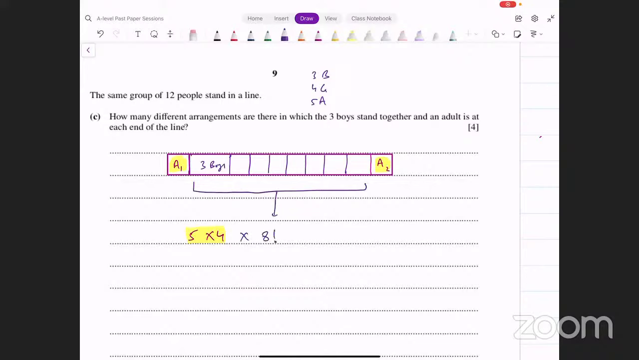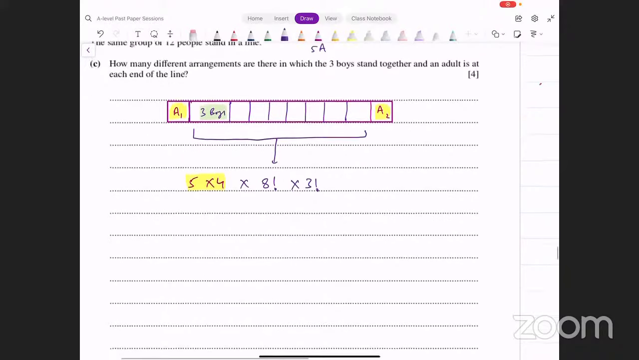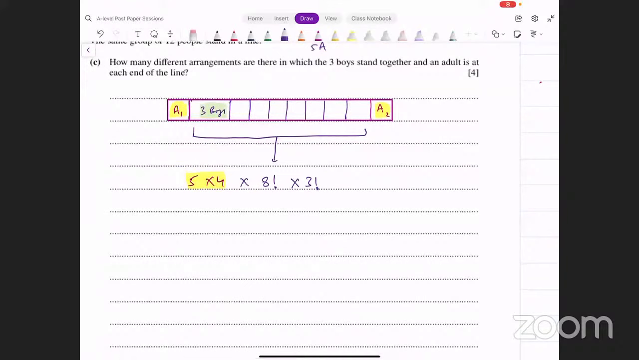8 factorial. जो अंदर वाले boxes हैं, there are 8 boxes in total, right? 8 boxes को आप 8 factorial ways में arrange कर सकते हो. But then you have these boys as well. You've got these 3 boys here. In boys की arrangements कितनी होंगी? 3 factorial. So you've got 3 factorial for that. And that's going to be a result. Right? Just a one-liner, but you've got to think about it a bit.